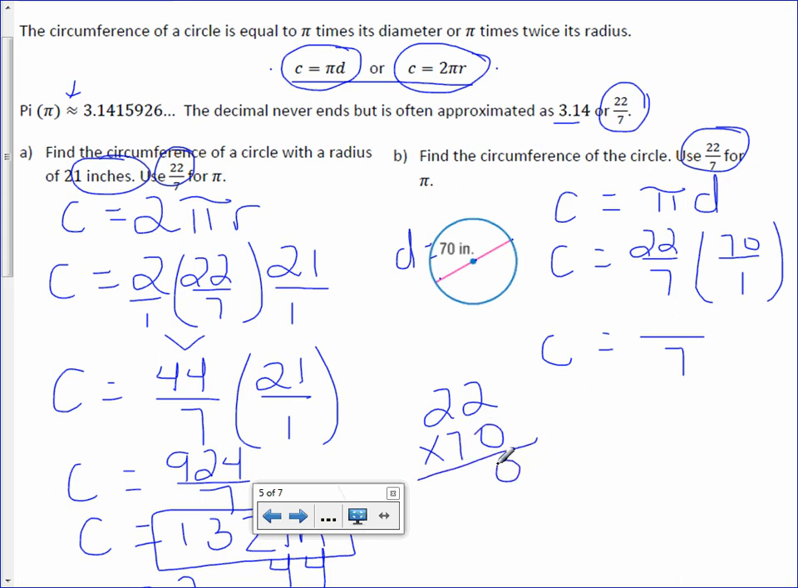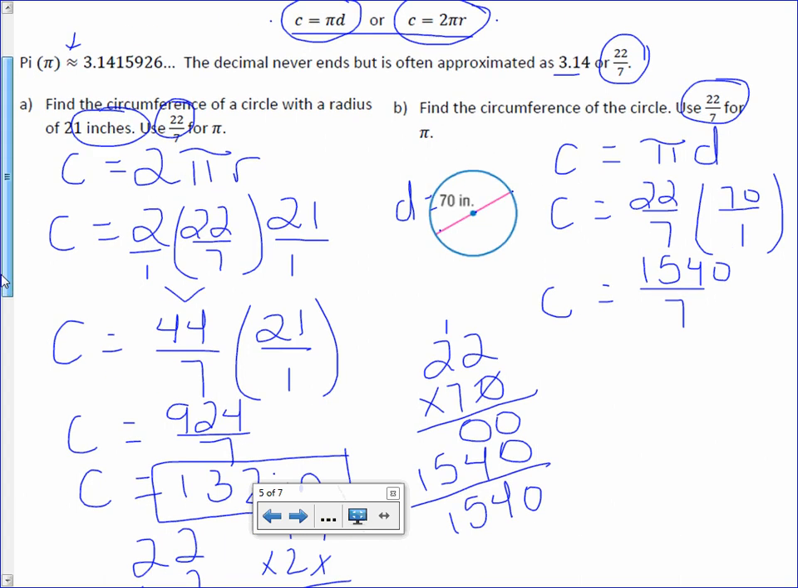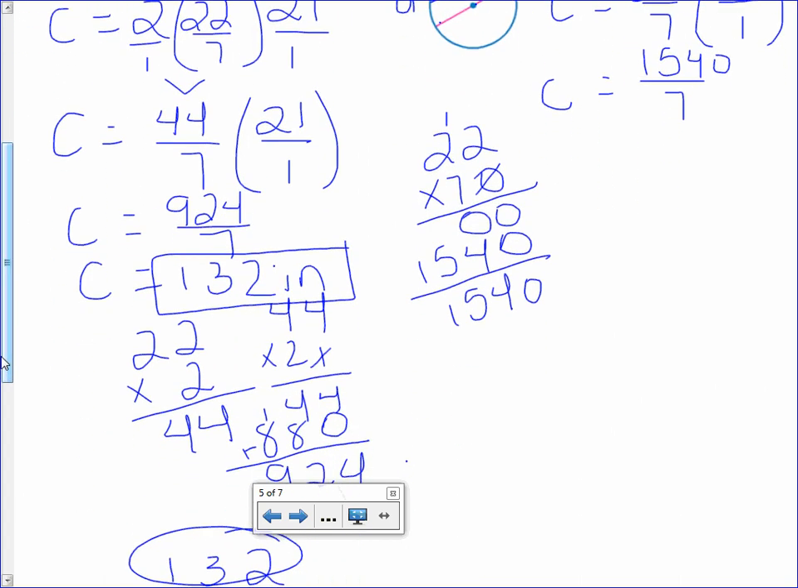Well, 0 times anything is 0, so we can put 2 zeros there. Cross it off and put our placeholder. 7 times 2 is 14, carry the 1. 7 times 2 plus 1 is 15. Add them up. And our numerator is 1,540. Again, remember, fractions are division. So let's do that division.